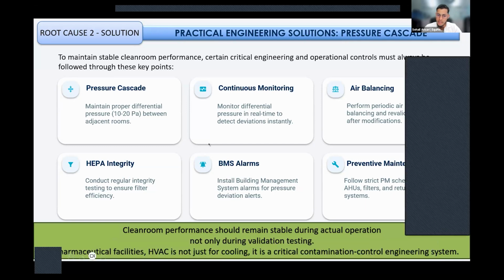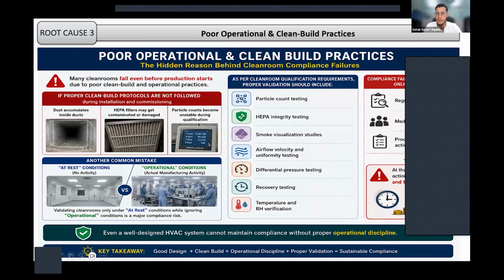In pharmaceutical facilities, HVAC is not just for cooling, it is a critical contamination control engineering system. The root cause number three is poor operational and clean build practices. Many clean rooms fail even before production starts due to poor clean build and operational practices. If proper clean build protocols are not followed during installation and commissioning, they can accumulate dust inside. HEPA filters may get contaminated or damaged. Particle counts become unstable during qualification.